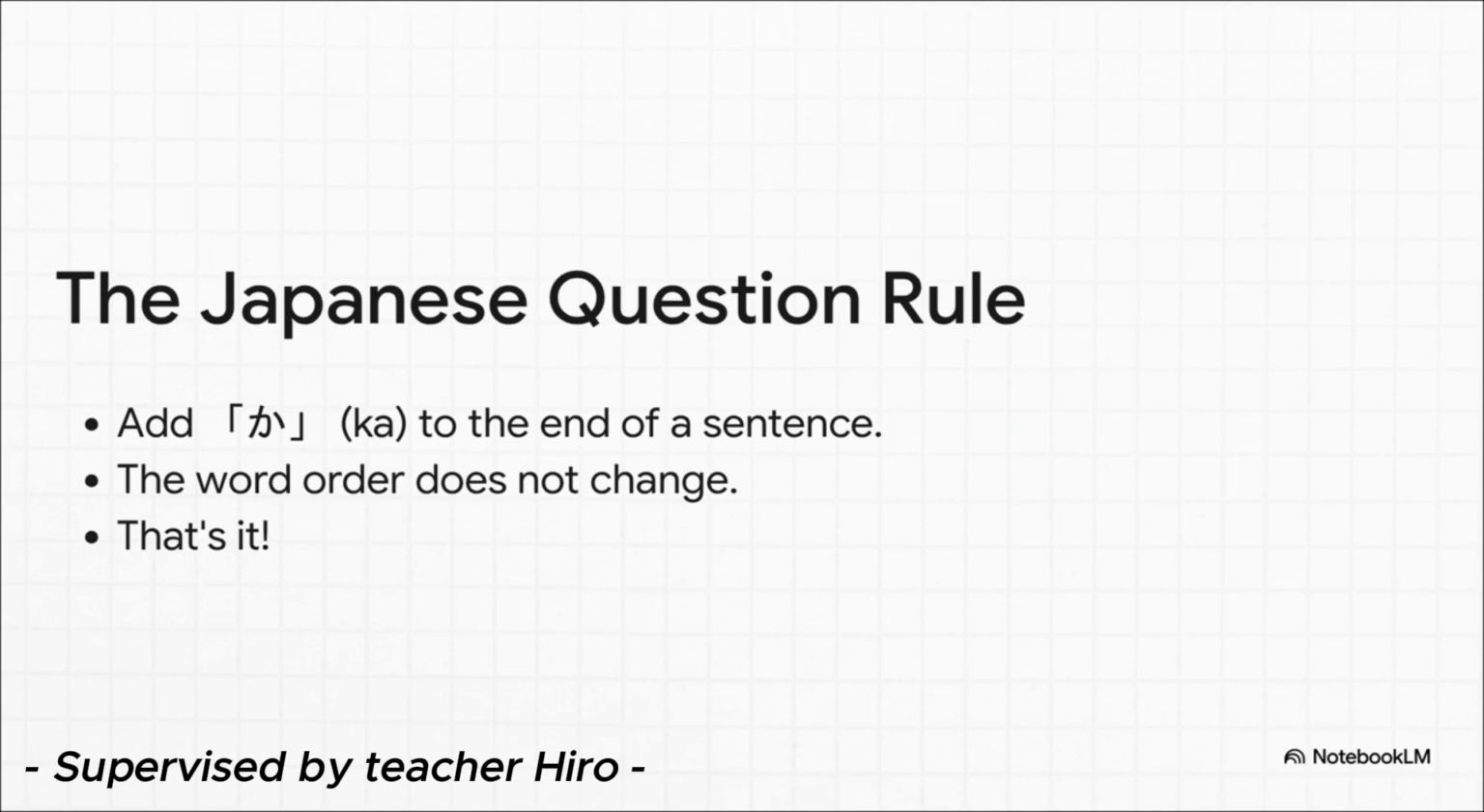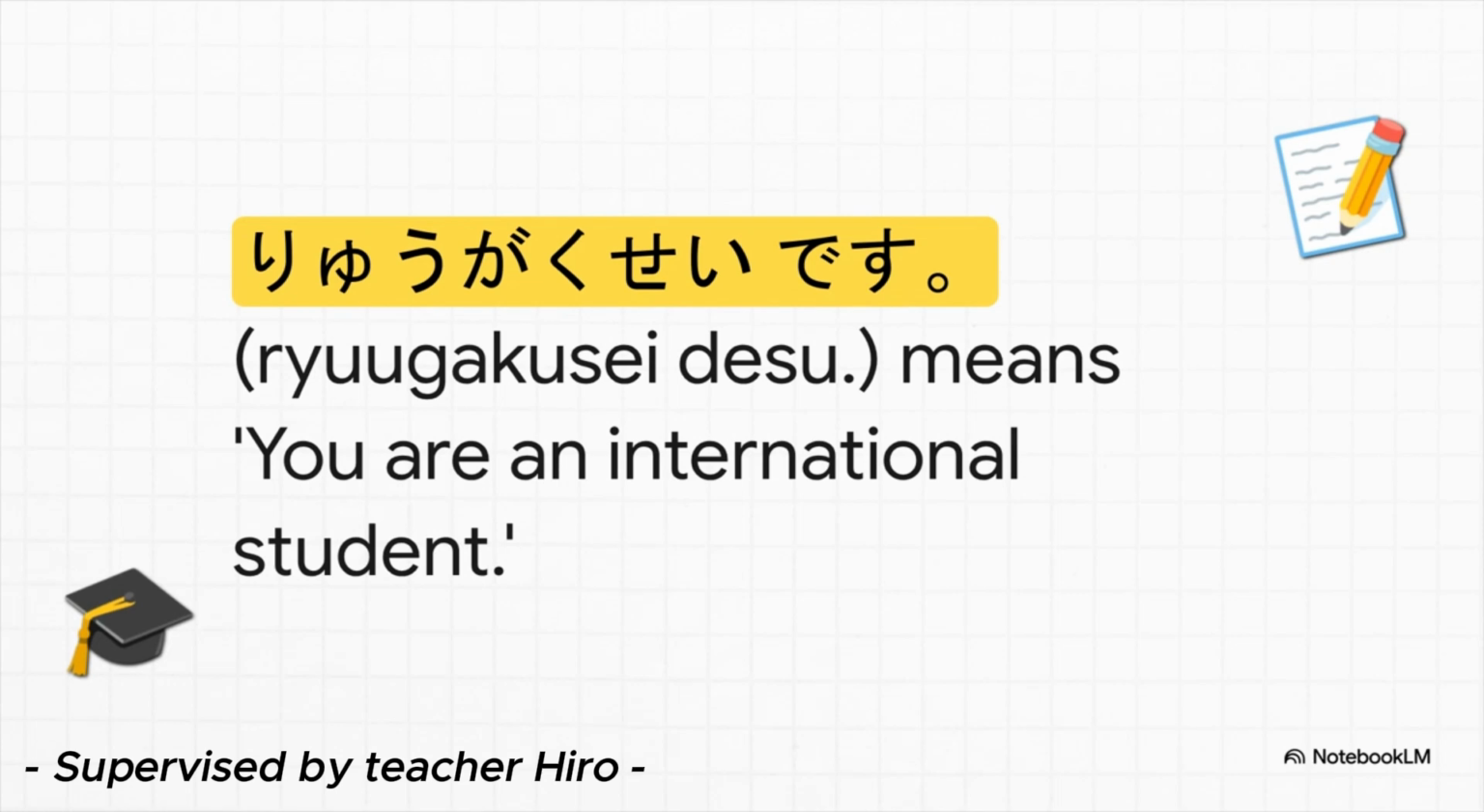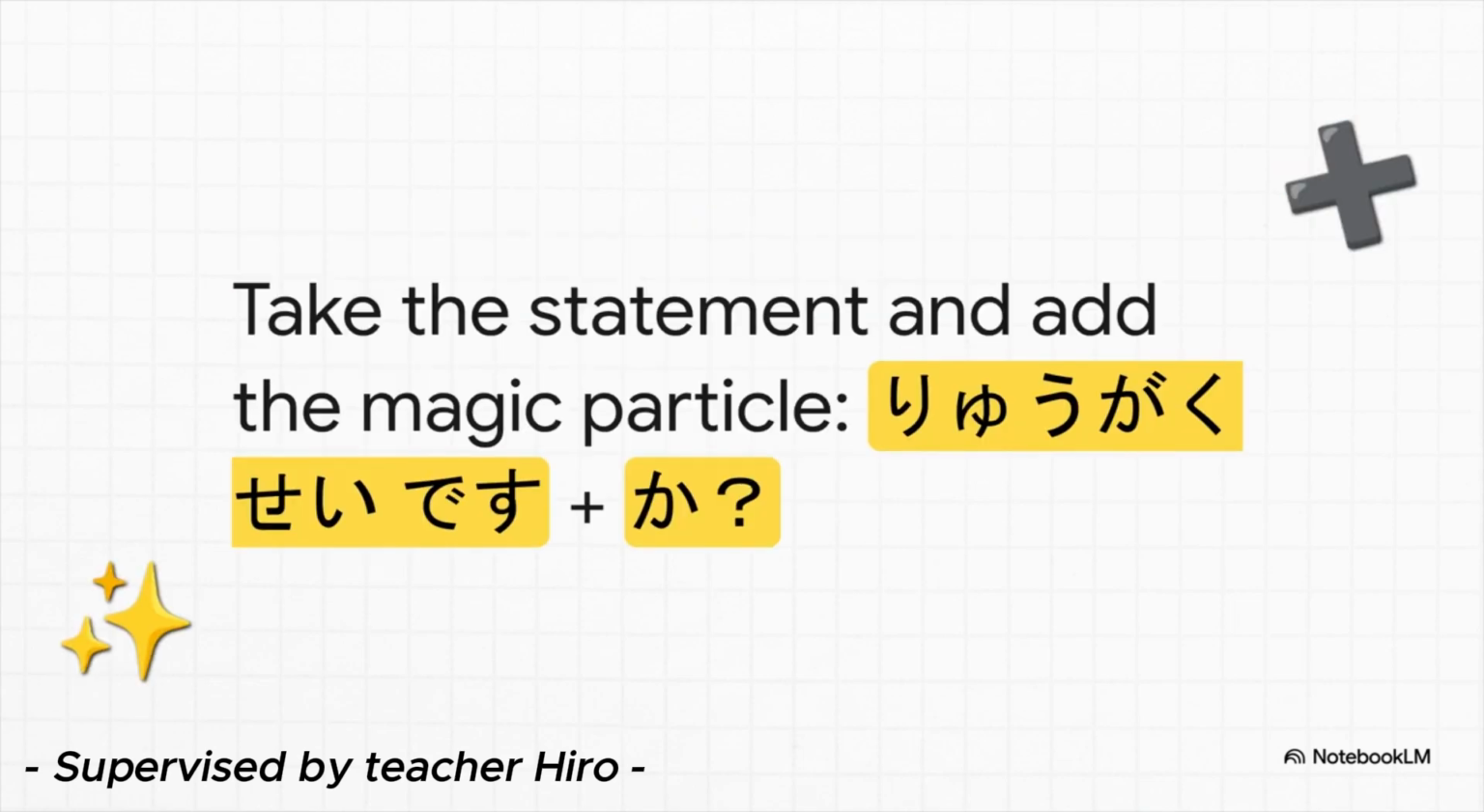It's that clean. All right, so that's the theory. Sounds maybe a little too good to be true, right? Well, let's see this little superpower in action. We'll start with the most basic type of question you can possibly ask, a simple yes or no question. Here's our starting point, our base sentence. 留学生です. This is a complete, grammatically correct statement, and it means "you are an international student." Just remember what this looks like. And now, for the magic.